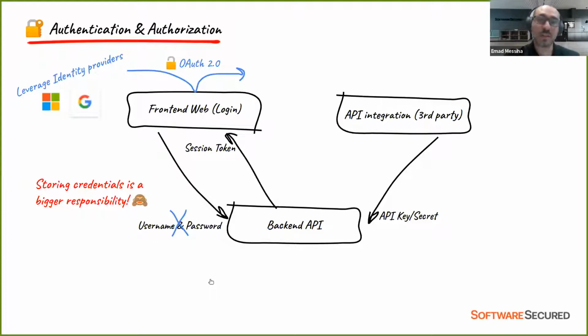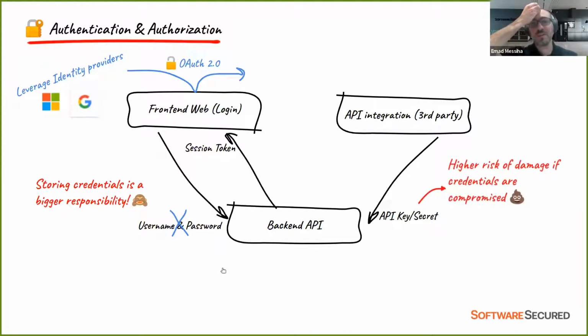Yes, you're absolutely correct. The concern there is that integrations are going to come from potentially anywhere. Even if we provide an API key and secret, if they pass that with every single request, there's a higher risk of damage. If this API key or secret got compromised, then they've compromised the account or the credentials.